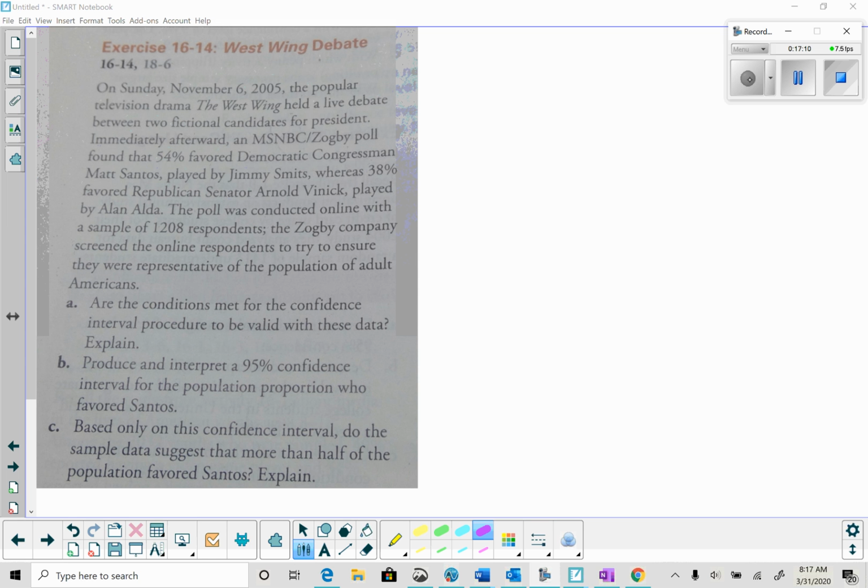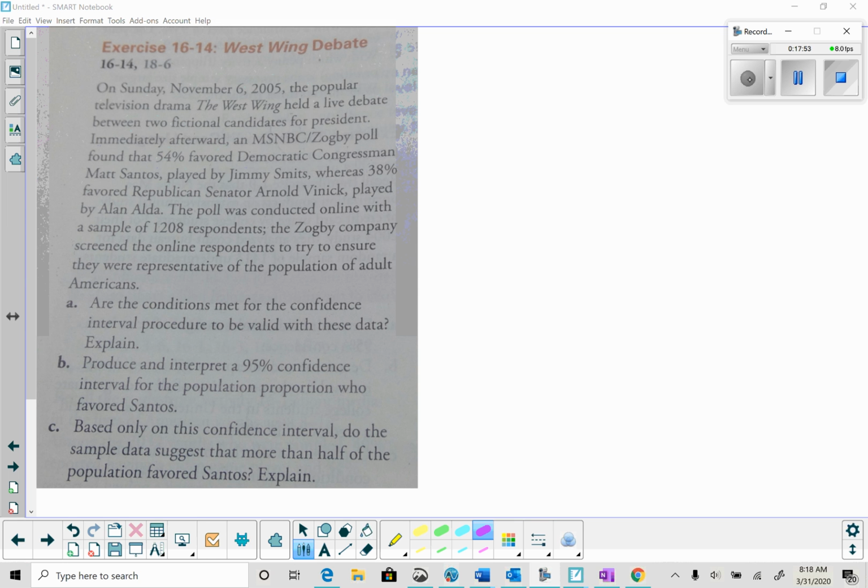The poll was conducted online, and 1,208 people responded. Hopefully, you got a little sense of that as you were reading this. They screened the online respondents to try to ensure that they were representative of the population of adult Americans. So, although you had to watch the show and then get online and complete the survey, they tried a few things to make sure that this was representative.